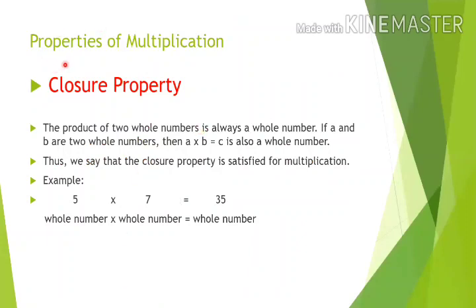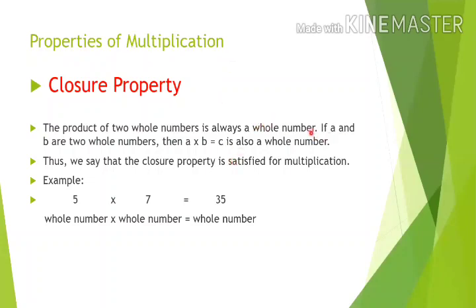Now we will see the properties of multiplication. First property, closure property. The product of two whole numbers is always a whole number. This is called the closure property for multiplication.